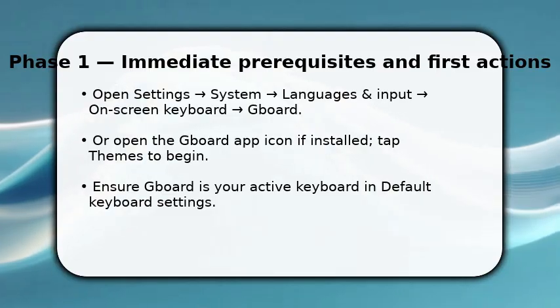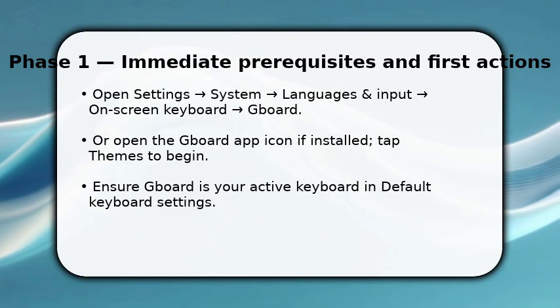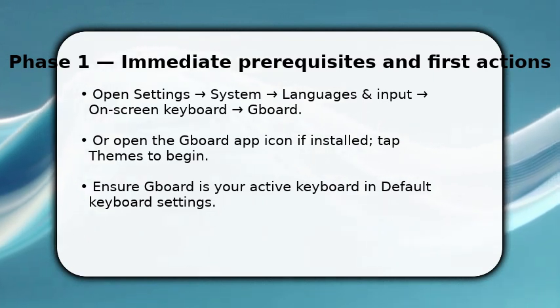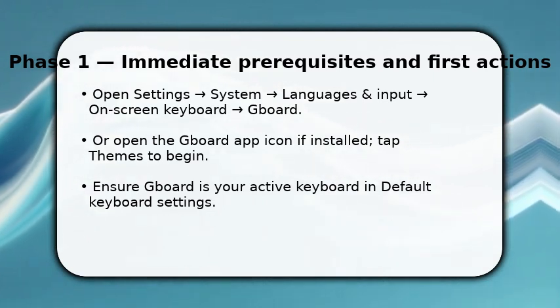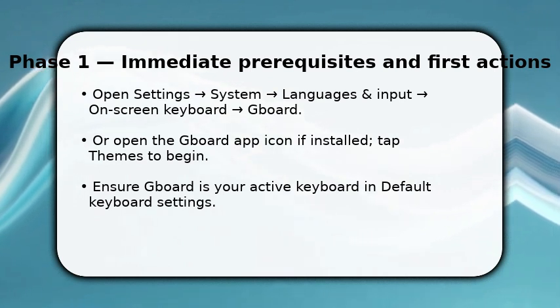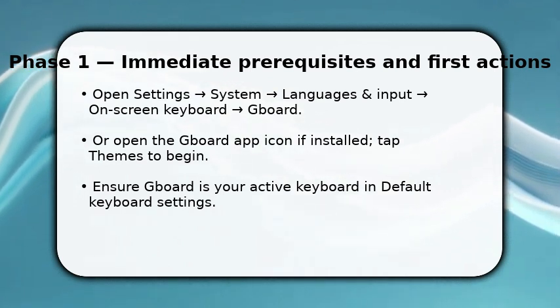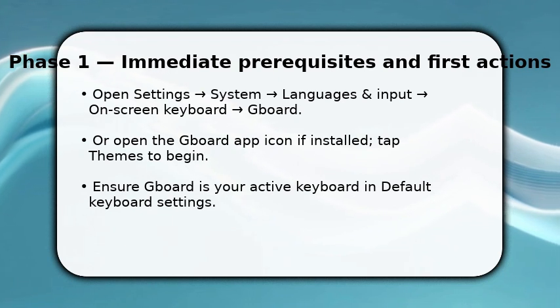You start by opening Gboard or the system keyboard settings so you can change themes directly. This is faster than hunting through apps. Once in Gboard, tap Themes to access color options. This is where appearance lives.